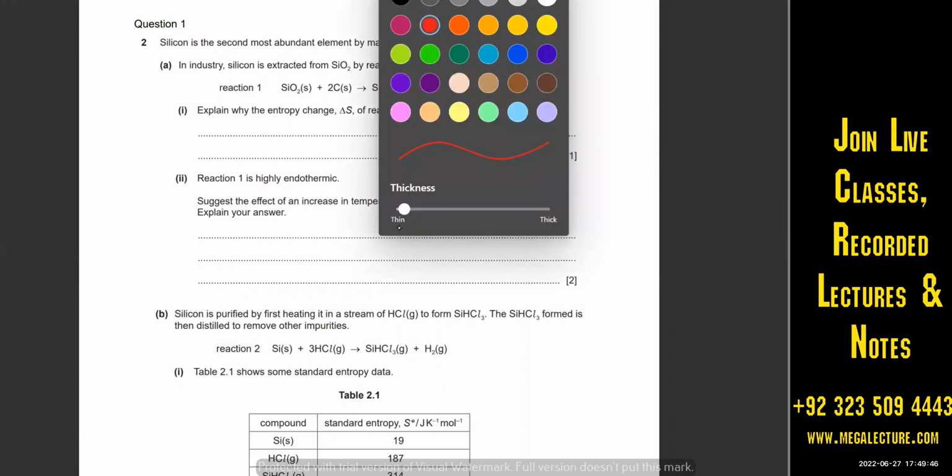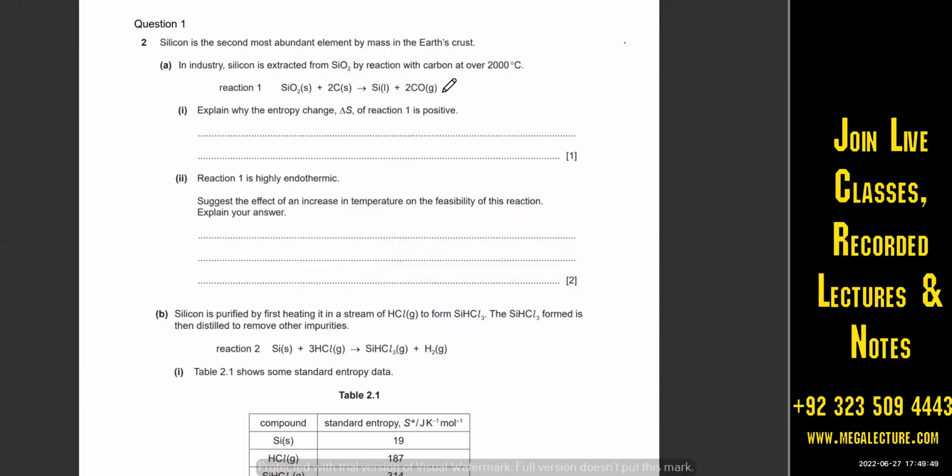So the first one is, why is the entropy change of reaction 1 positive? Why is it positive? Because there's a gain of disorder. Why is there a gain of disorder? Because the moles of gas increase, or a gas is being produced. So that gas is going to create a lot of disorder. Initially you had solids, now we've got a gas.